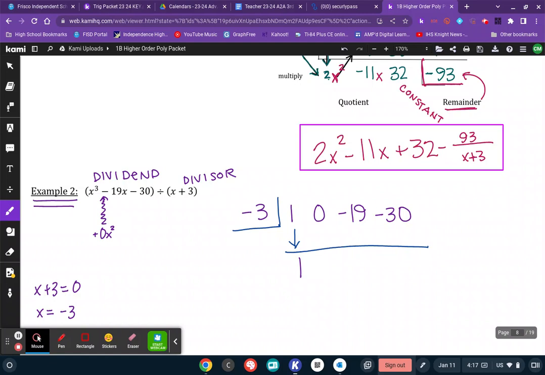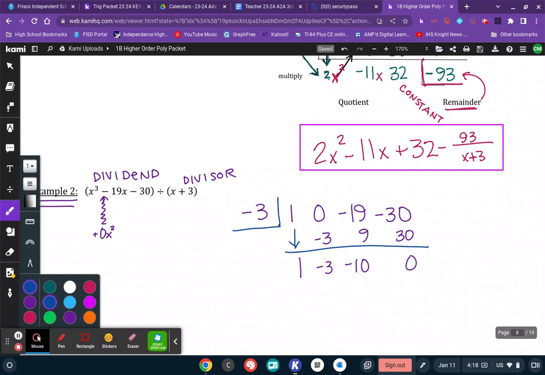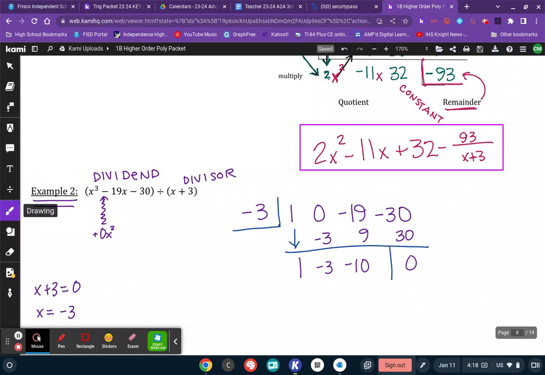-3 times 1 is -3. Now I'm going to add straight down and multiply. -3 times -3 is +9. Add straight down. Multiply. Add straight down. Okay, we're finished with that. The very last value is always my remainder.